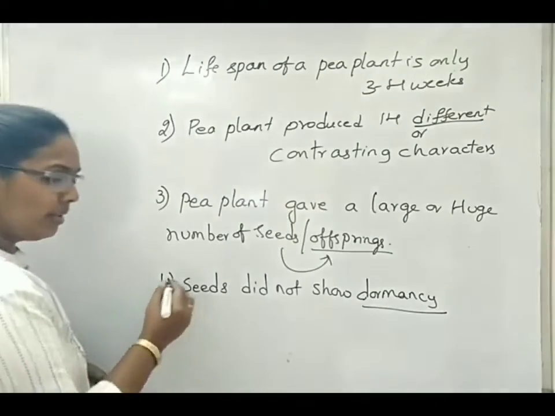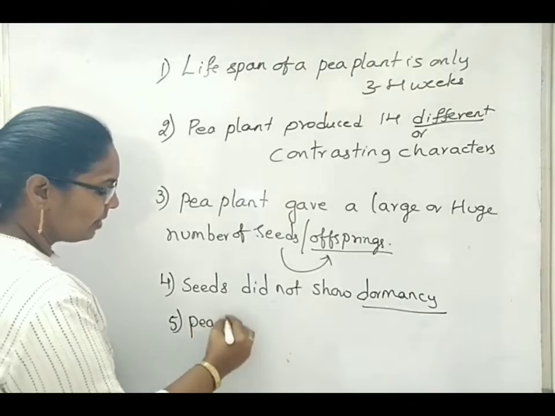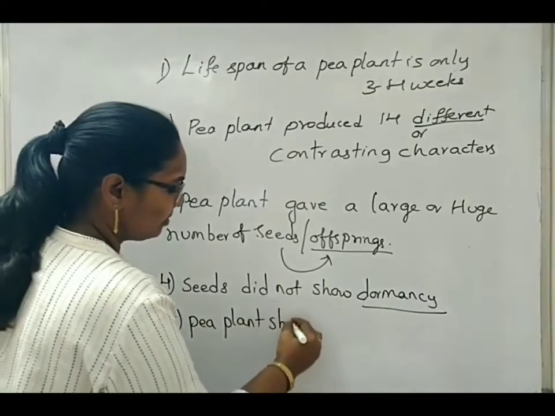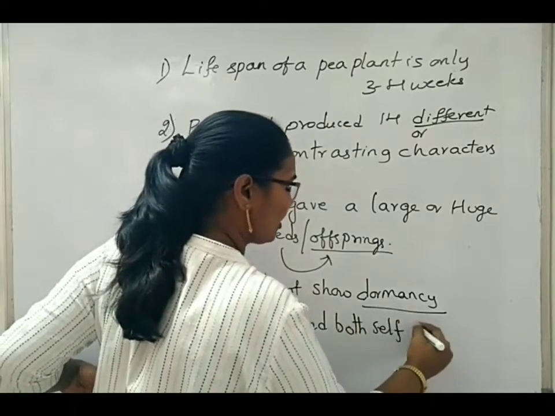Another important one, the pea plant showed both self and cross pollinations.